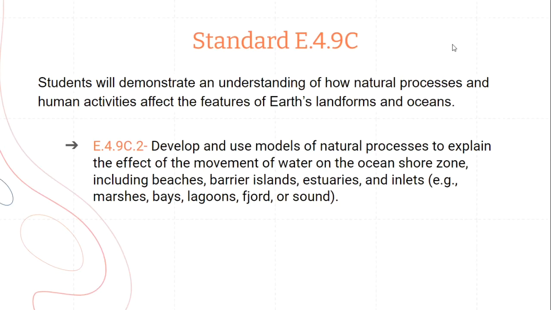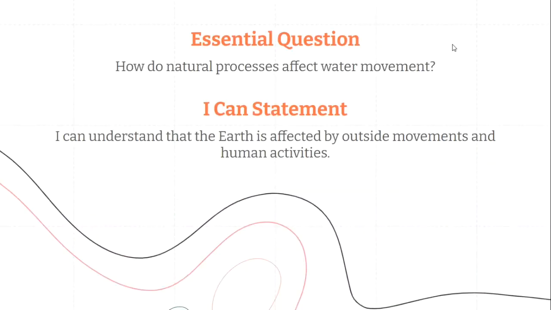The standards covered in this lesson are E.4.9C and E.4.9C.2. Essential question: How do natural processes affect water movement? I can statement: I can understand that Earth is affected by outside movements and human activities.